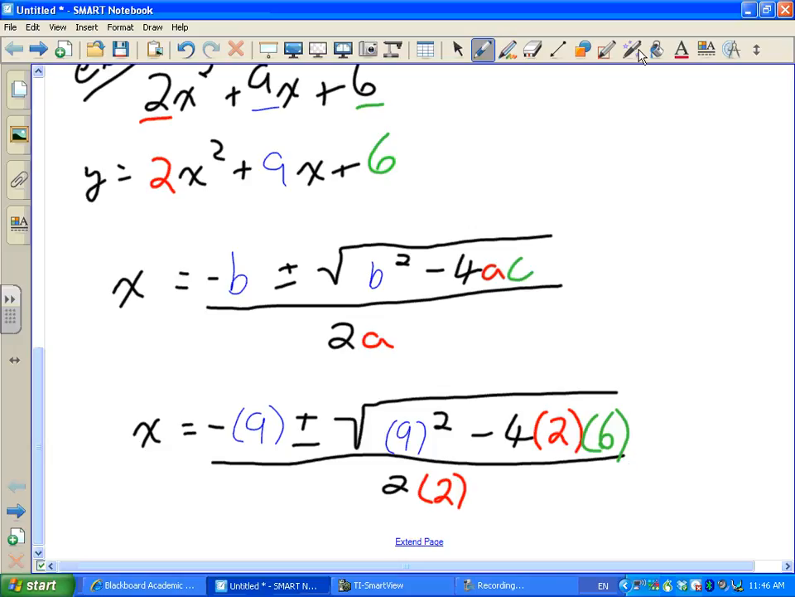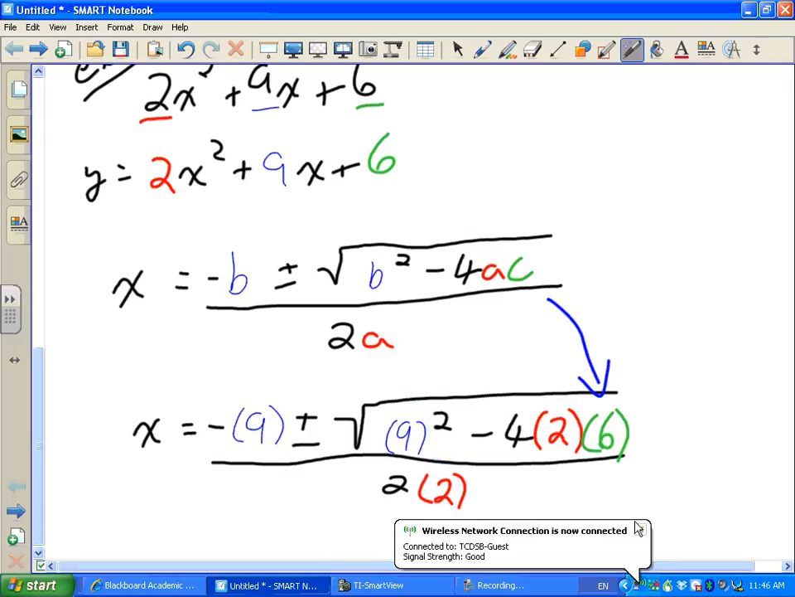So if you guys notice, b is 9 and b is 9. I plug the value of 9 in for both of the b's. a is 2, a is 2. I plug 2 in for both of the a's. And c was 6, so I plugged in 6 for the only c.